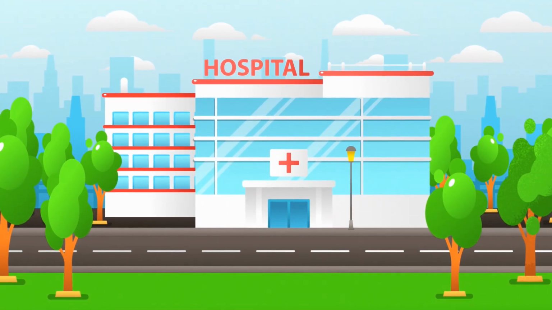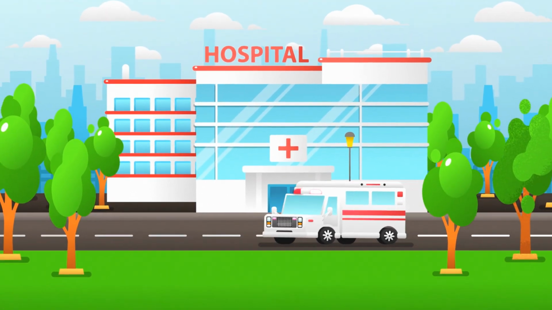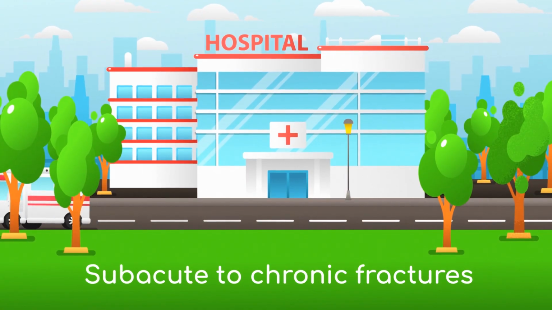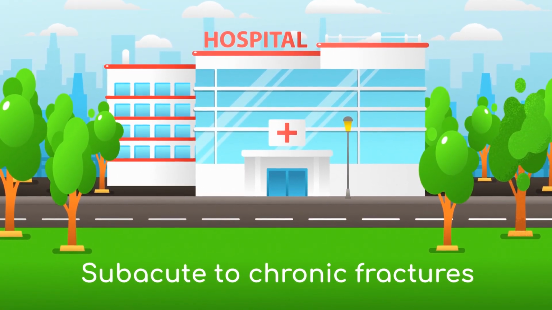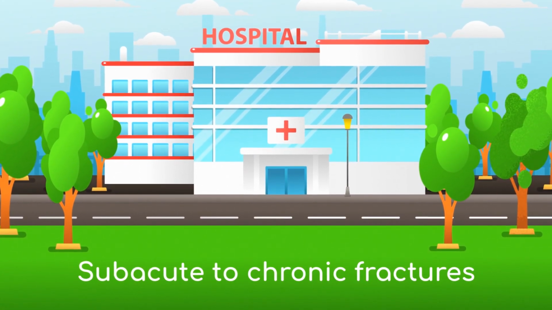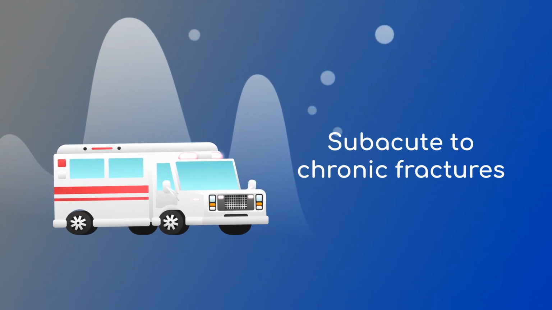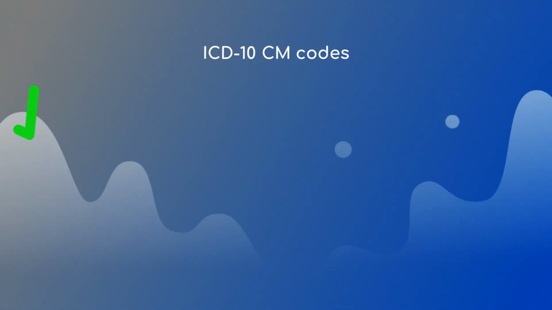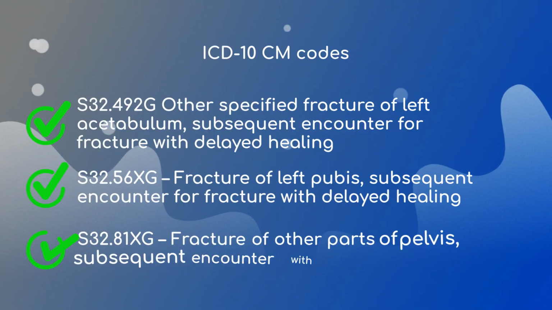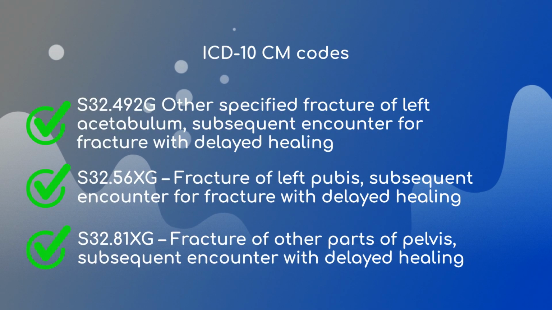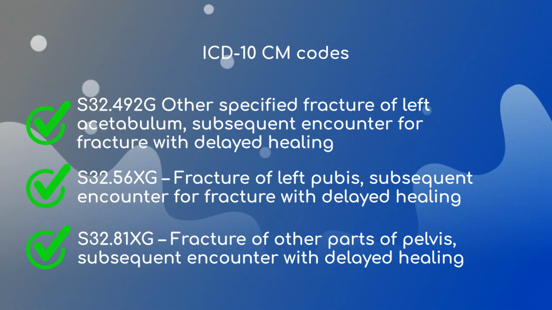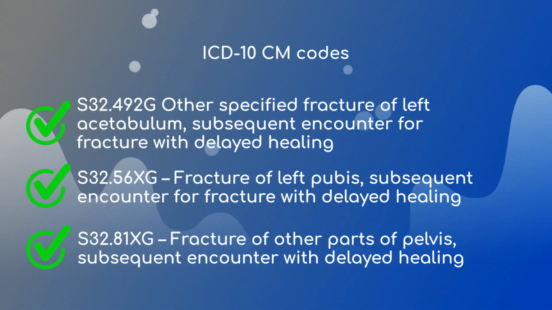Report findings state, chronic fracture of the greater trochanter, not the primary focus of this exam. Subacute to chronic fractures in the left obturator ring, the lateral lumbosacral area, and left acetabulum, with no significant interval healing. Left total hip arthroplasty hardware is intact. The most appropriate ICD-10-CM codes are S32.492G, other specified fracture of left acetabulum, subsequent encounter for fracture with delayed healing.